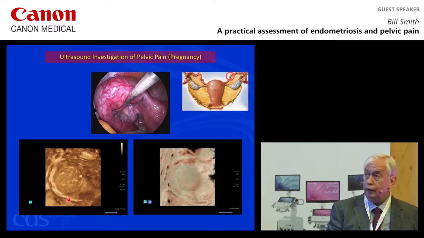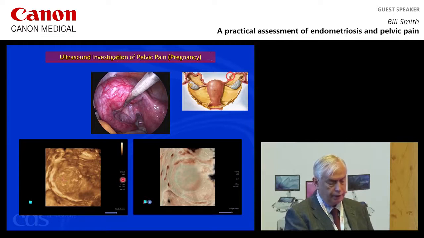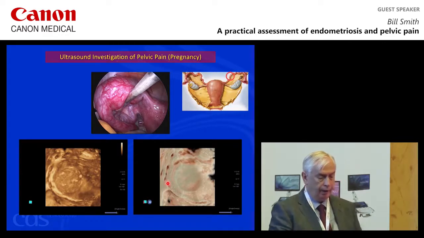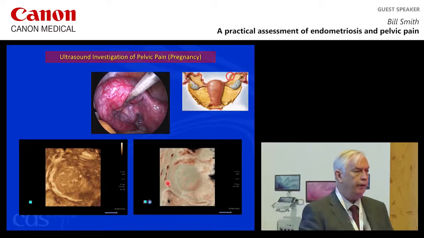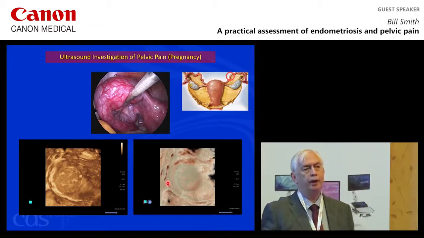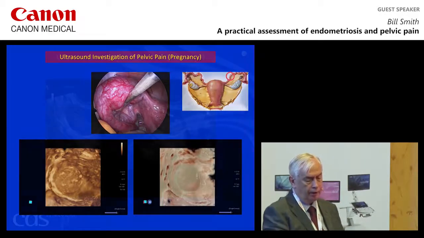This is looking at the lesion from the outside, and you can see the vessels. You can see how highly vascular the lesion is. This is looking at the lesion from the inside. Again, you can see the vessels there. You can see the peritubal vascularity there. So we have to think widely. We have to think out of the box, if you like, when we're dealing with pelvic pain.